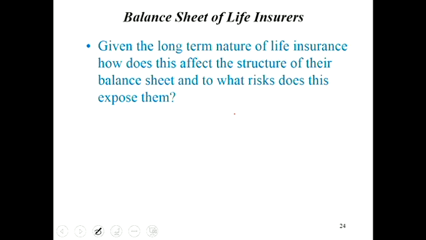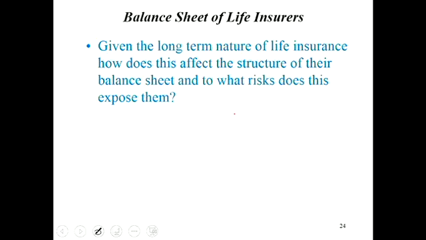Okay, there's my picture. Okay, let's see how it's happening. Okay, so this question: given the long-term nature of life insurance, how does it affect the structure of the balance sheet? And after that, we'll look at what risks. So if you're a life insurer and you're making very long-term financial commitments, how is that going to affect the structure of your balance sheet, particularly on the asset side?